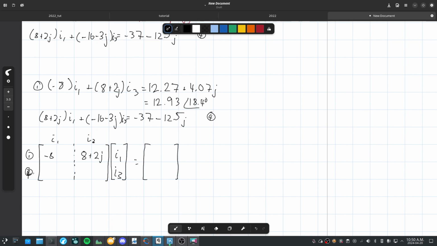Equation 4, this is equation 4, oops. I1, let me just... I1 is 8 plus 2j. And negative 16 minus 3j. And now this is going to be our equal parts. So it's going to be 12.27 plus 4.07j. And this is negative 37 minus 12.5j.